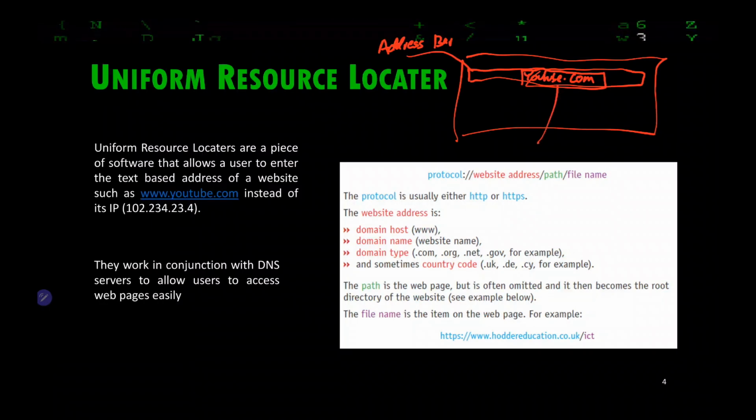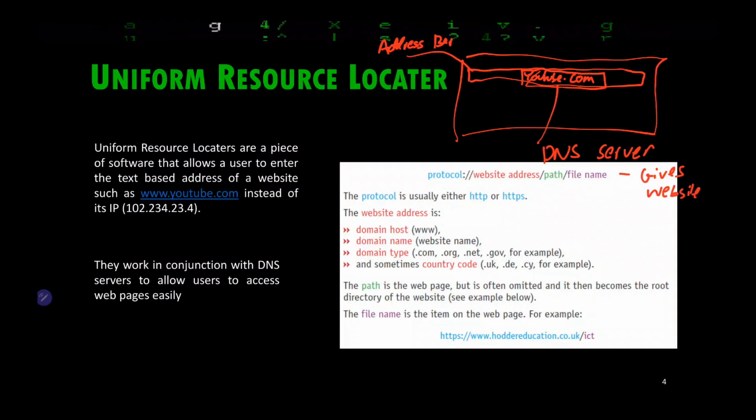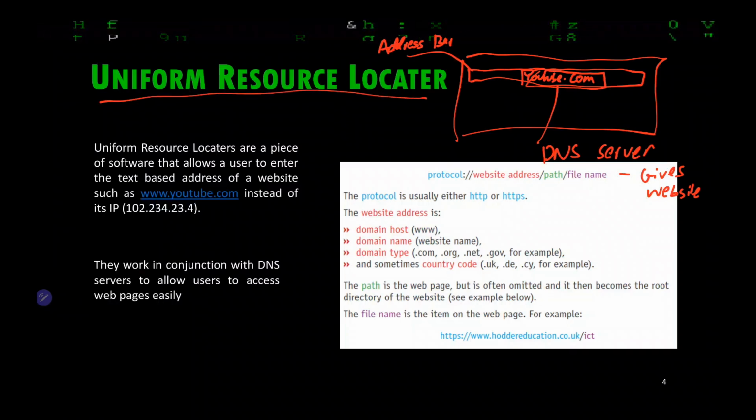that allows you to enter this text, and then it communicates with the DNS server, which is on the next slide, and that DNS server then gives you the website itself. So the URL, Uniform Resource Locator, is not the address bar, but it's very close to it. And usually they'll ask you specifically about the URL. They don't often ask about the address bar specifically.